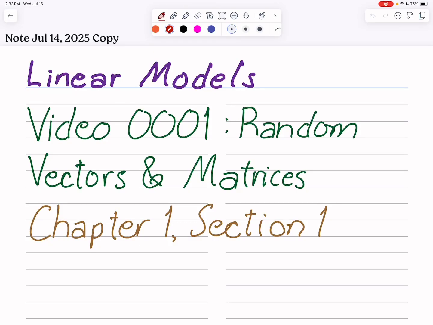The next video in linear models. This is video 1 on random vectors and matrices. It corresponds to chapter 1, section 1 of the textbook.